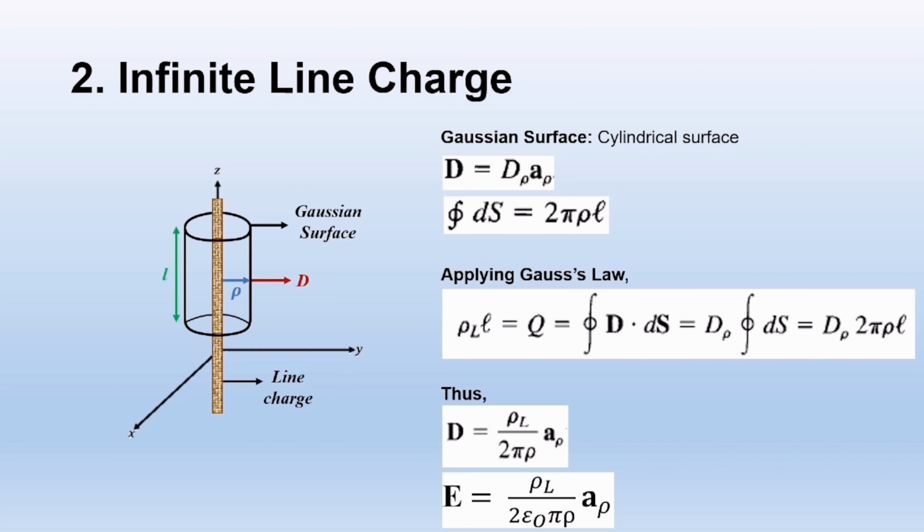Vector D is constant and normal to the Gaussian surface, so we can write vector D equal to D_rho a_rho. The closed integration of the surface is equal to 2 pi rho L. And when we apply Gauss's law, the charge is equal to D_rho 2 pi rho L. Thus, we can conclude that the electric flux density equals rho_L over 2 pi rho a_rho, and the electric field intensity equals rho_L over 2 pi epsilon naught rho a_rho.